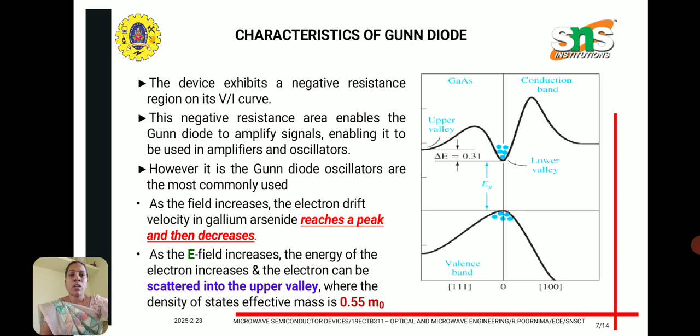As the field increases, the electron drift velocity in gallium arsenide reaches a peak and then decreases. As the electric field increases, the energy of the electron also increases. So the electron can be scattered into the upper valley, as shown in this diagram, where the density of states effective mass is 0.55 m0.